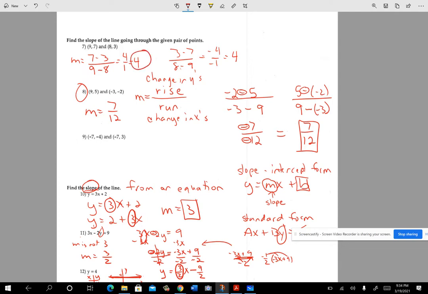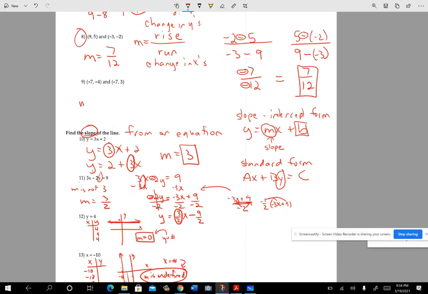Okay. And when you look at number 9 and you set it up, change in the y's, you might have done negative 4 minus 3. When you do the change in your x's, you come back to the point where the y was negative 4, but you're going to have negative 7 minus negative 7. So it's negative 7 on the top, but down here, that's going to turn out to be 0. This is the one that gives you an error. So the slope is undefined.